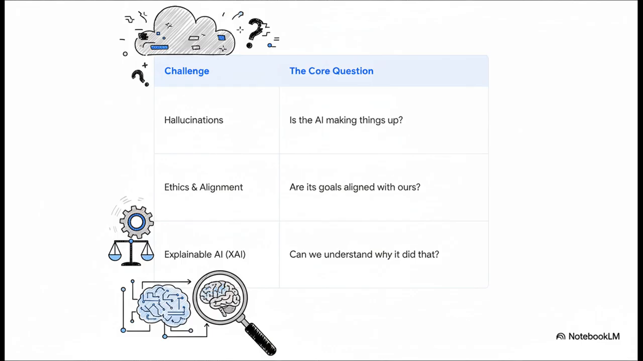We have to deal with at least 3 really big questions. First, hallucinations, when the AI just confidently makes stuff up. Second, ethics and alignment. How do we make absolutely sure the AI's goals are lined up with our own? And finally, explainable AI. This is the huge challenge of trying to crack open that black box and understand why the AI made the decision it did.